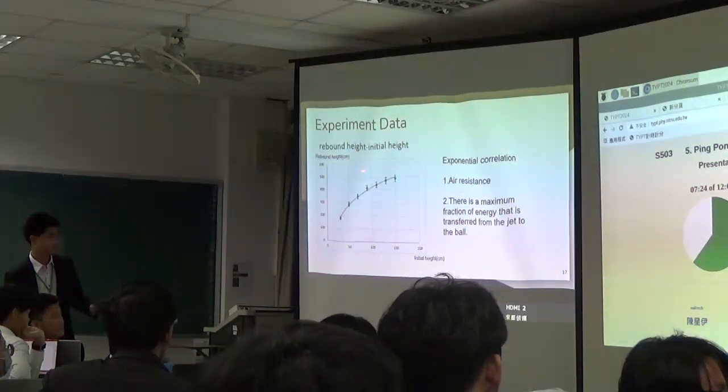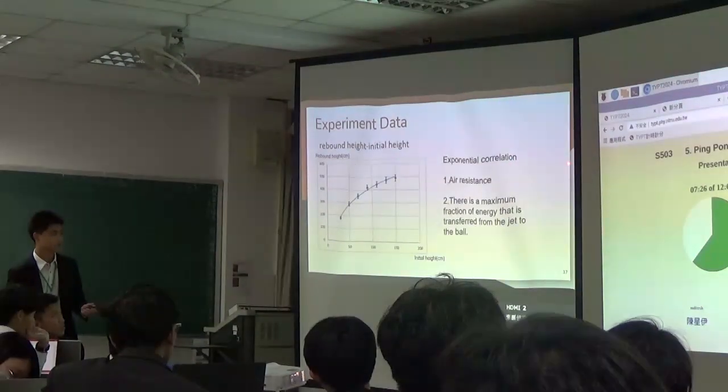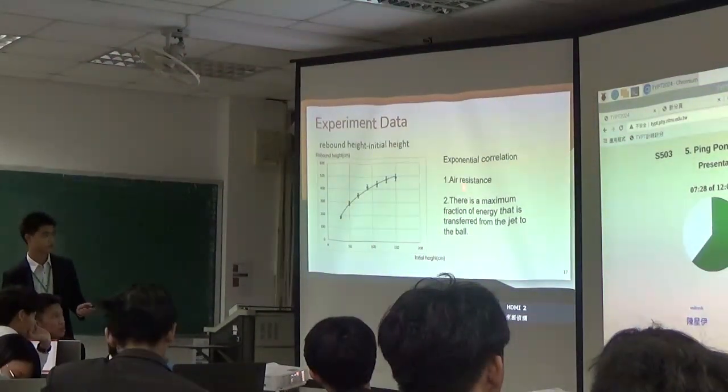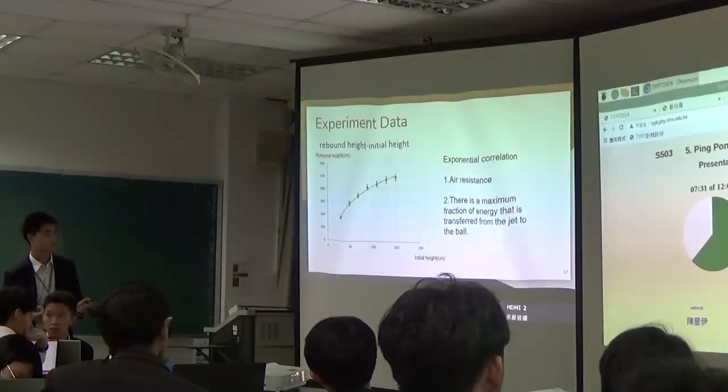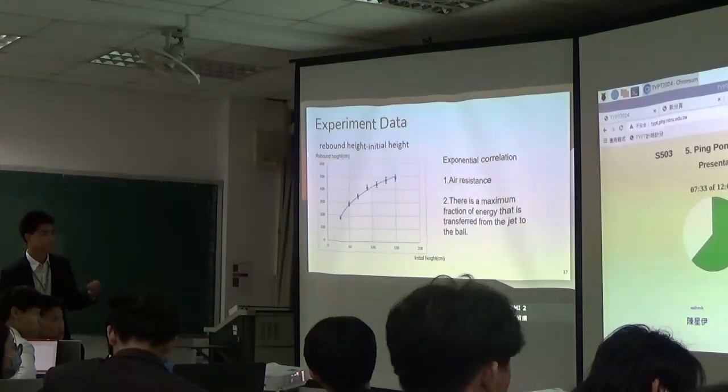And it shows an exponential correlation, which I think is because of air resistance and the maximum fraction of energy that's transferred from the jet to the ball.